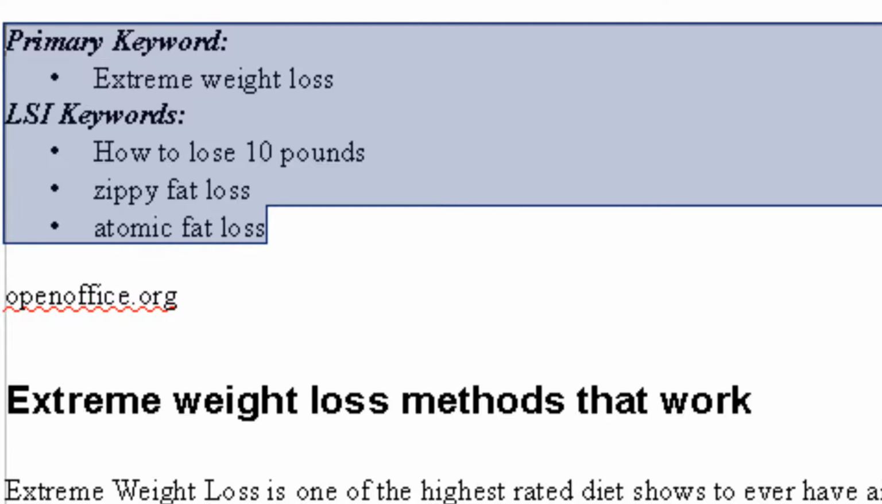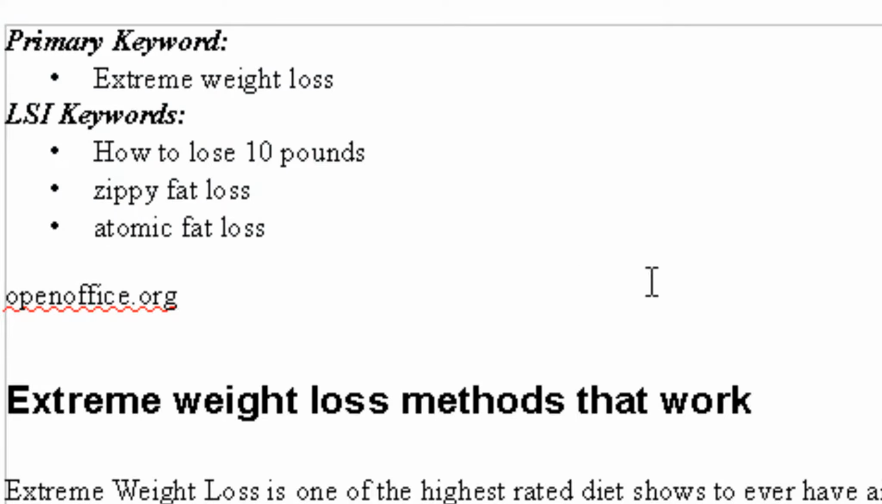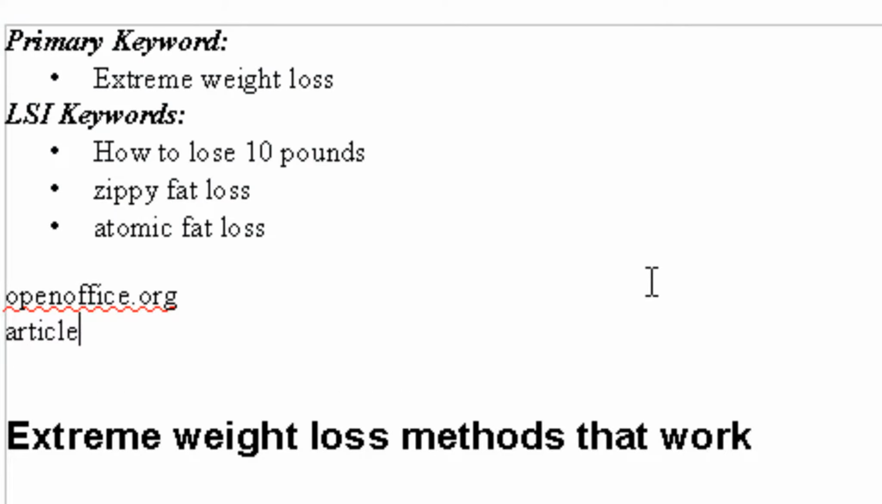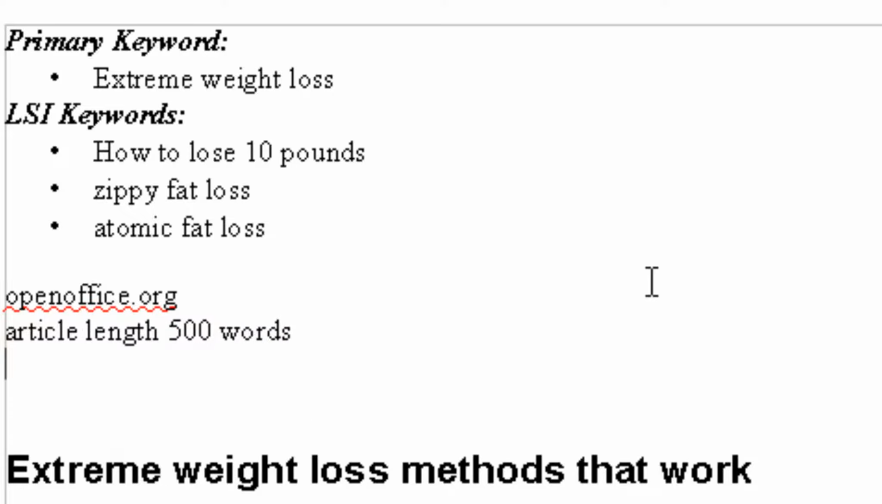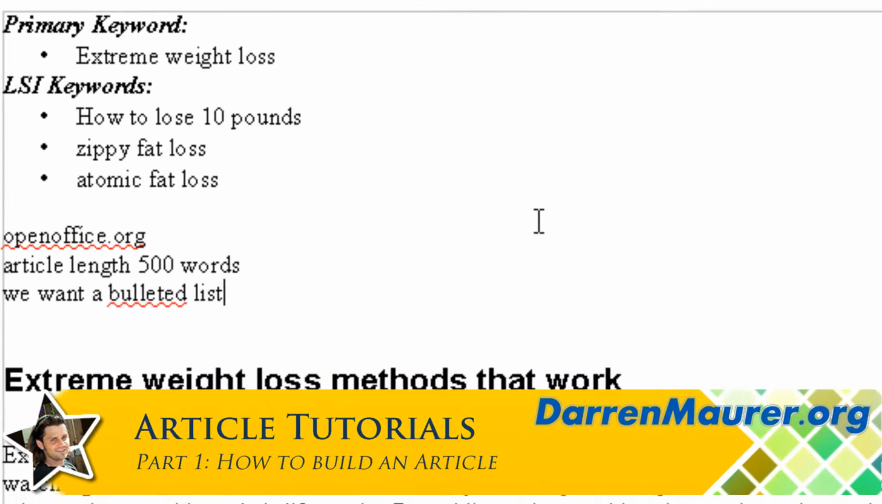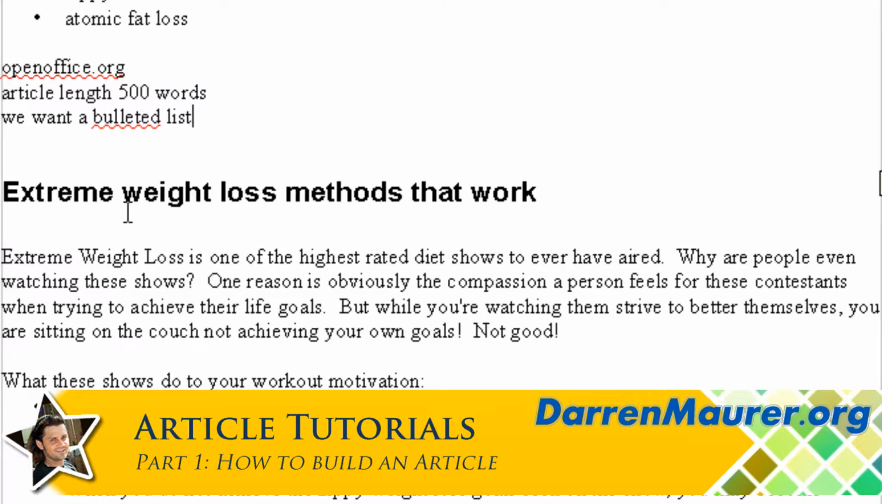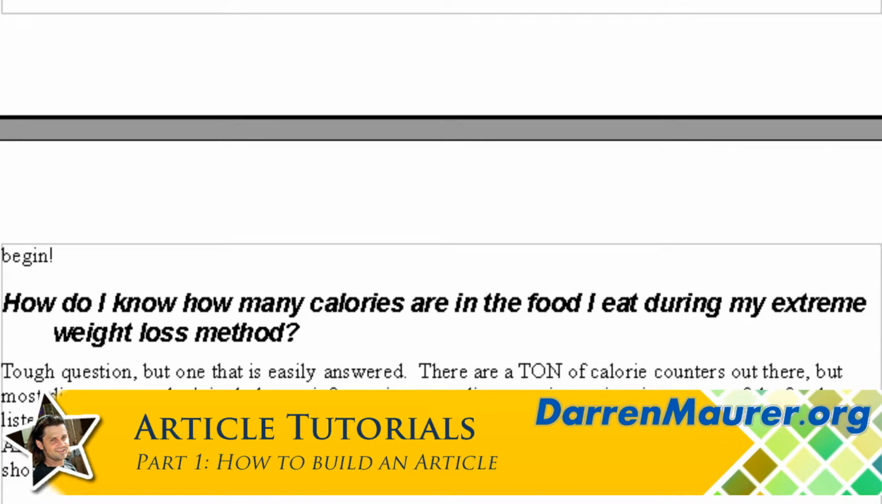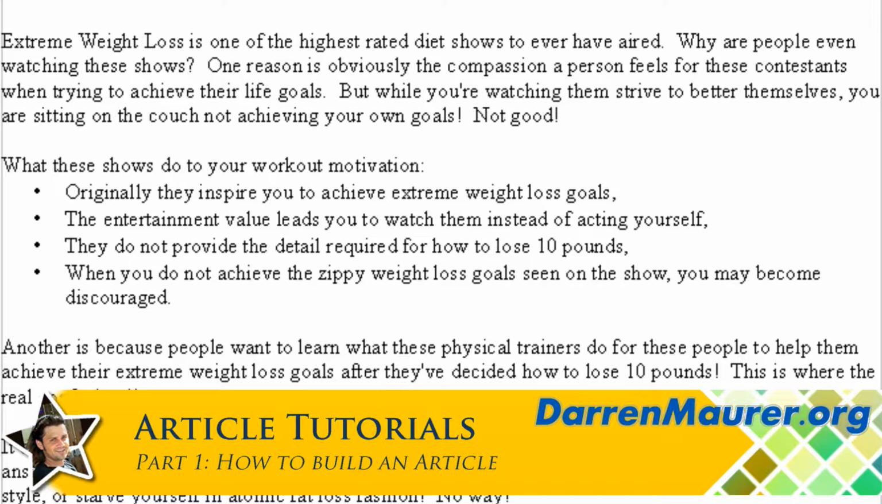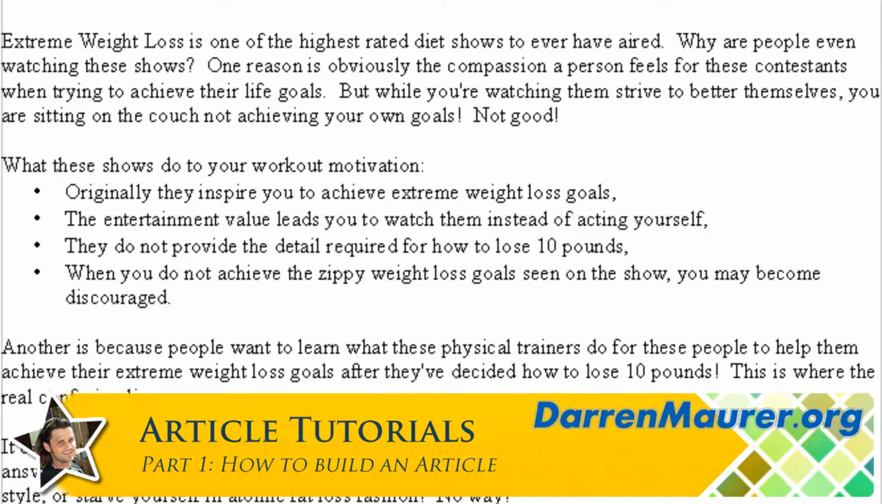The way this actually works is, as you will see, first of all, the article length will be actually 500 words. That's what we want. Next, we want a bulleted list. Those are easy to read for people, and the various article directories really like those. Now, other than that, it's really quite simple. You basically write a 500-word article. That's it. And while it sounds a little overwhelming at first, there's a couple little techniques that I use to make it a little easier.